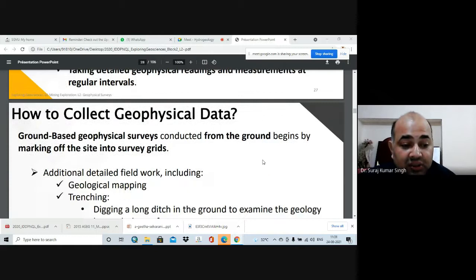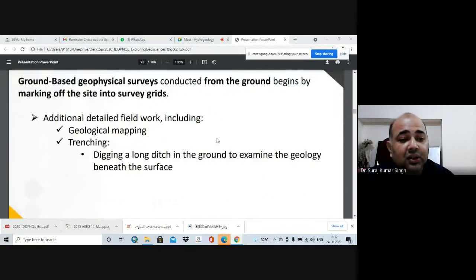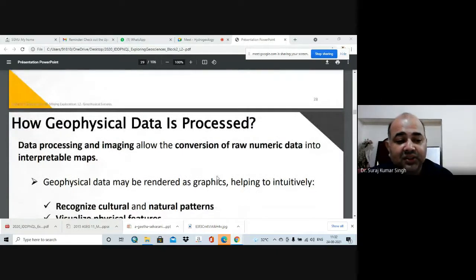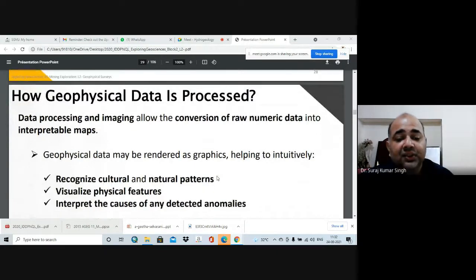So whenever you're talking about a groundwater geophysical survey conducted from the ground, you'll start marking the survey grids. Additionally, you'll be using aerial photography to map the different kinds of geological features, the various kinds of rocks, minerals, and trenches, digging a long ditch on the ground to examine the geology beneath the surface. You'll be using the electrical survey. You'll be using various other techniques to identify those resources.